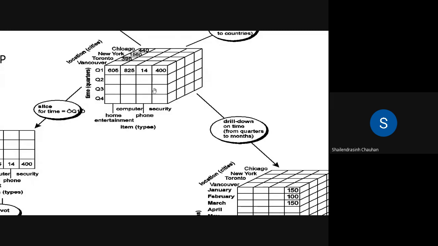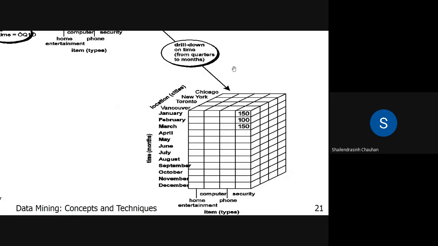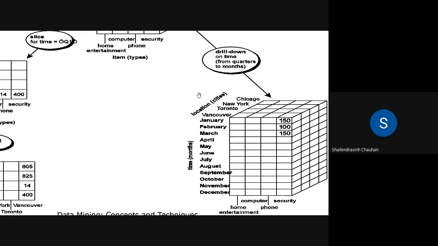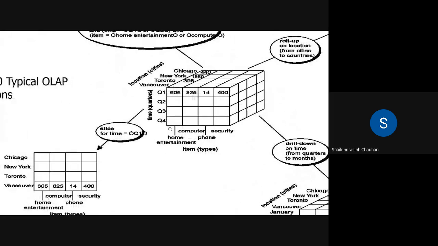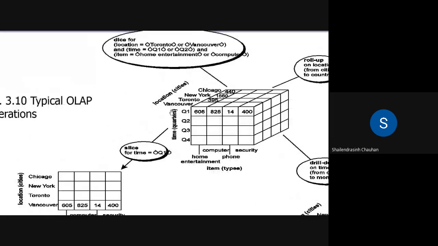Fine. So we have shifted downwards in the hierarchy here, from quarters to months. If you perform drill down again, you will consider weeks: drill down on time from months to weeks. If you perform the drill down operation again, you can go from weeks to days. That was the drill down operation.